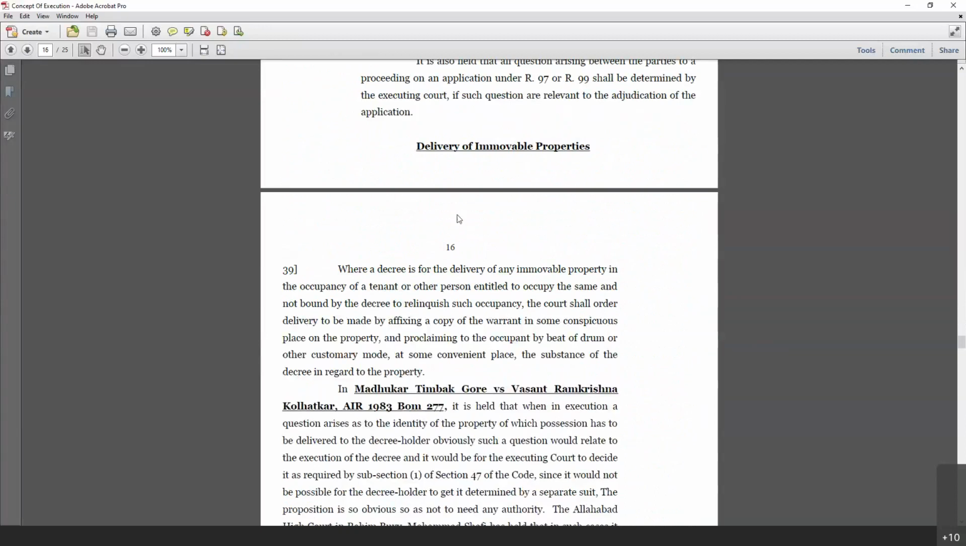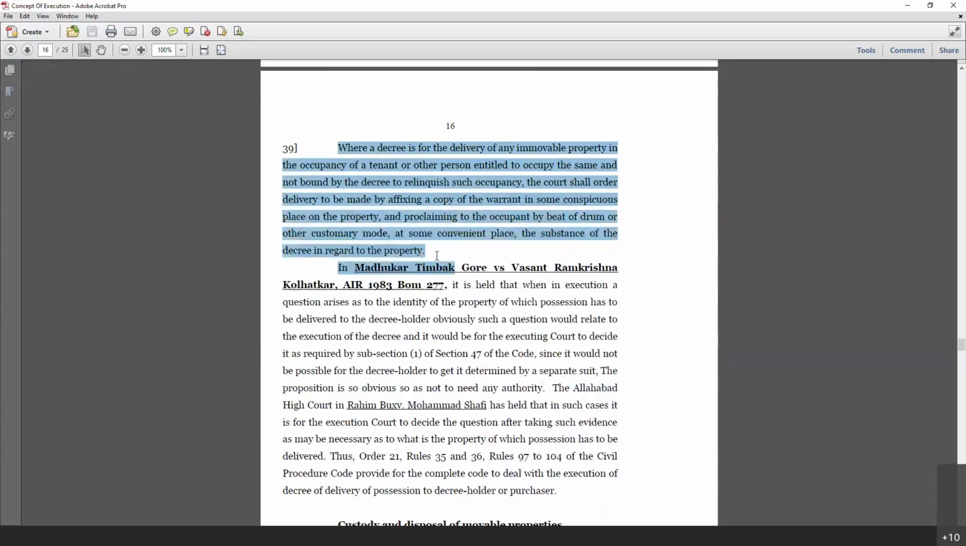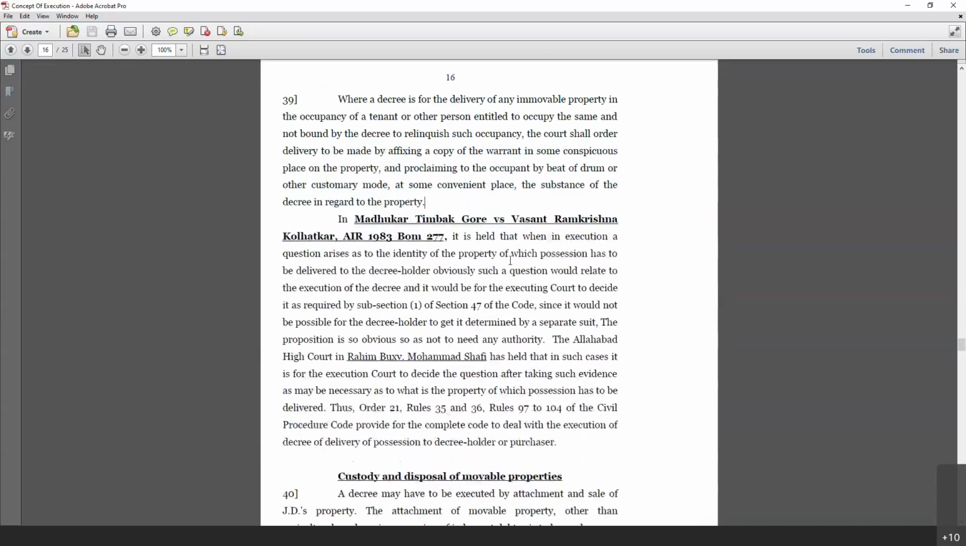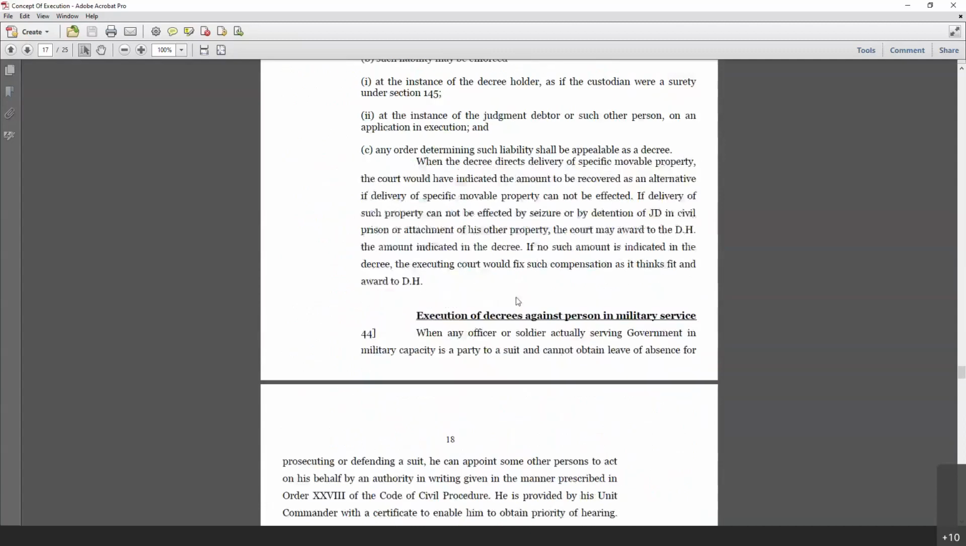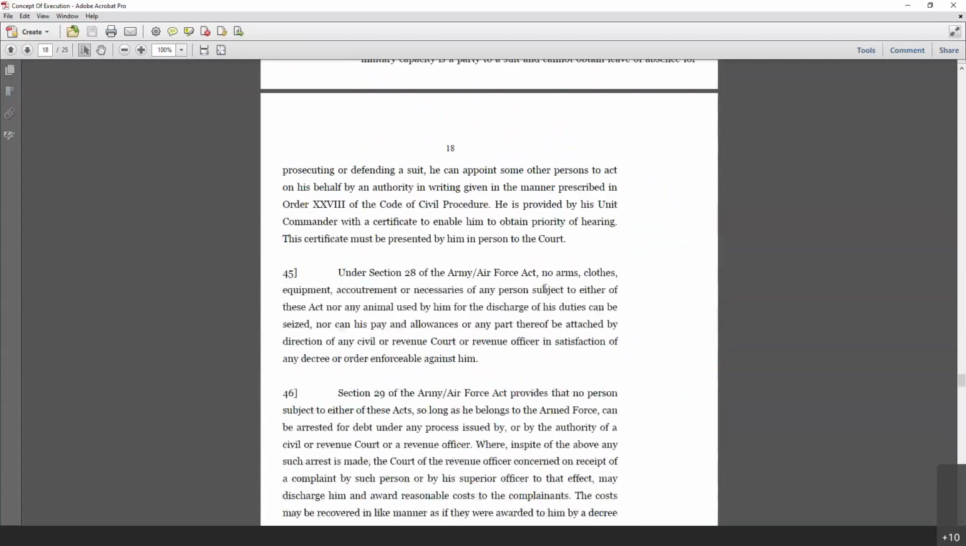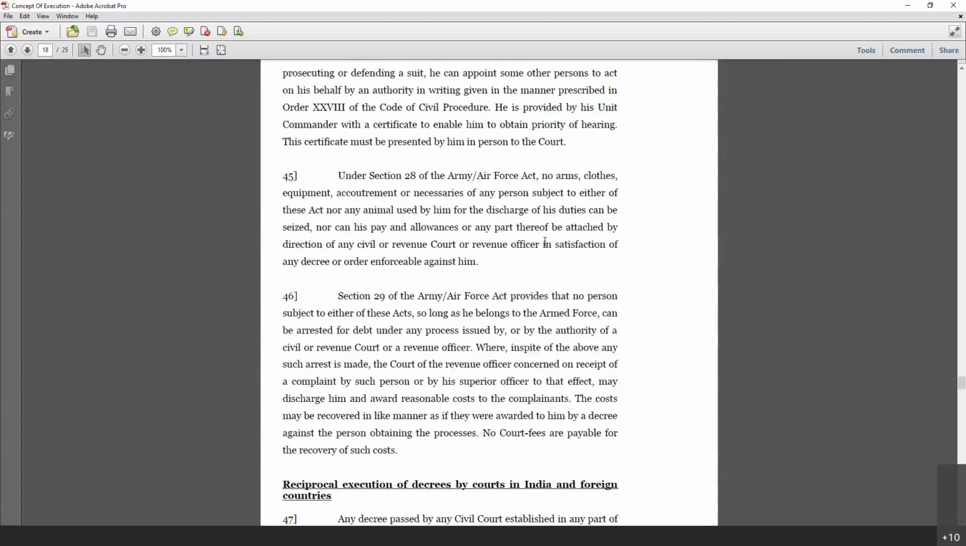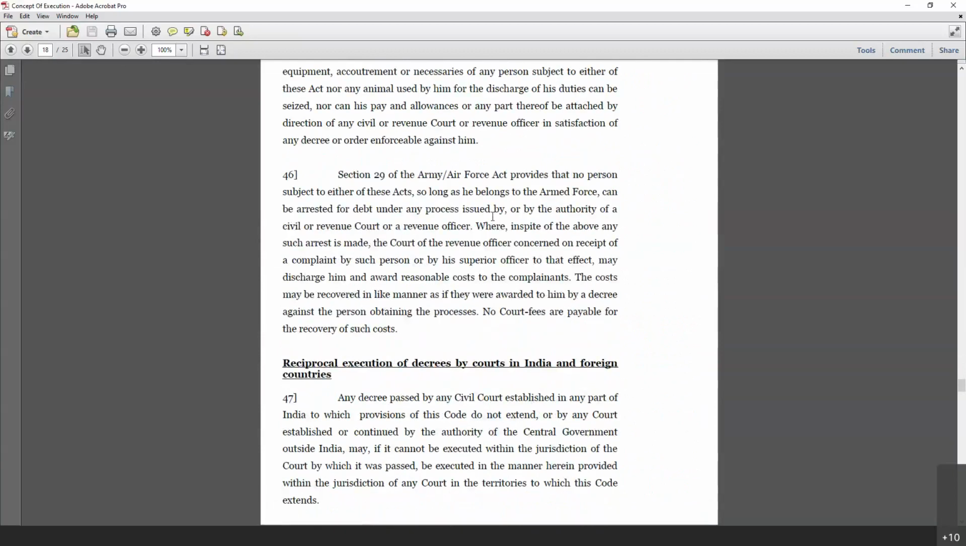Now, when it comes to delivery of immovable properties, there are certain specifics in terms of how it is to be undertaken. I'm not getting into that in detail now. That is something you can go into when you look at the particular orders or the particular provisions. There are a lot of these minute exceptions, armed forces personnel, etc.